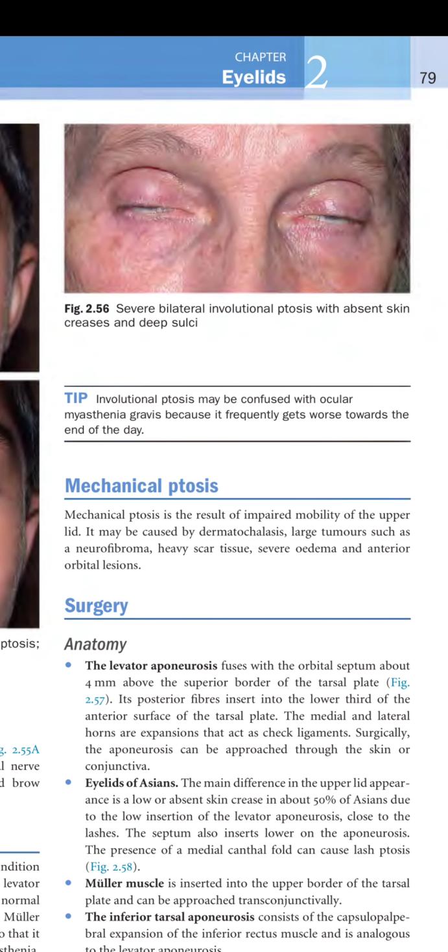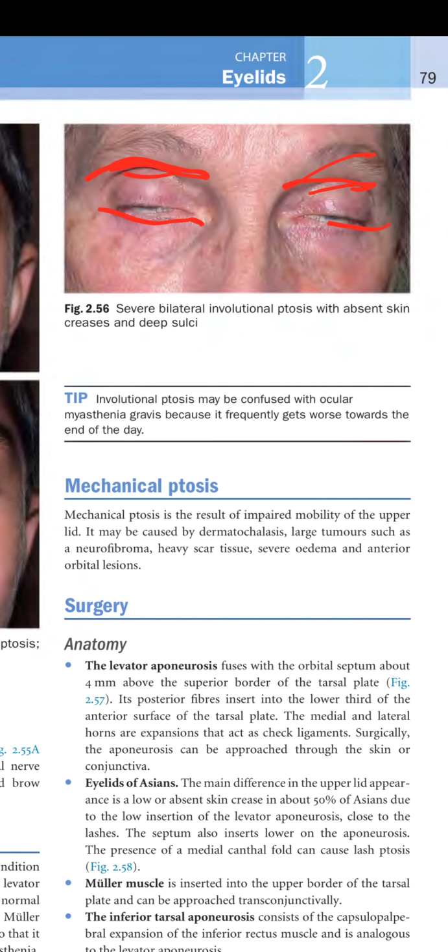So this, figure 2.56, is showing the aponeurotic ptosis. You can see that there is a severe bilateral ptosis and there are deep lid sulci and a high upper eyelid crease, which are giving us the signs of the severe ptosis.